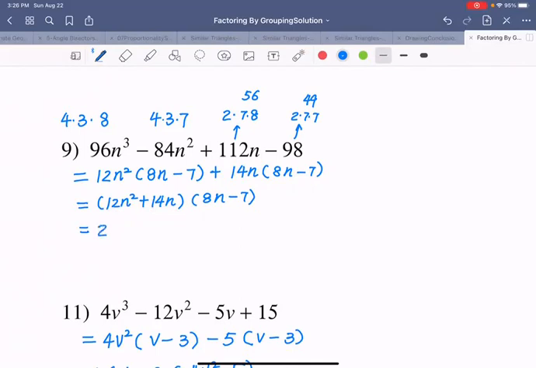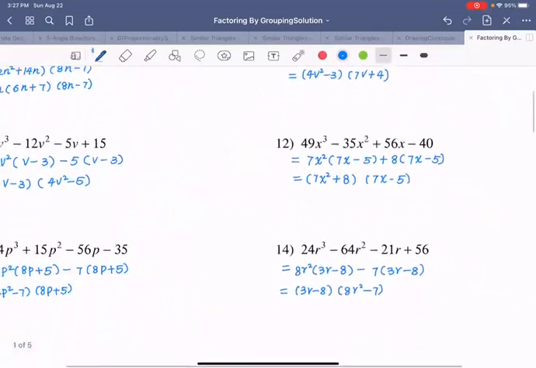2n, right? And then parentheses 6n squared, 6n, 6n plus 7. There you go. And then 8n minus 7. There you go. Very good.